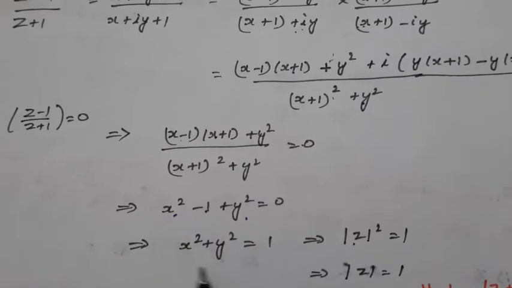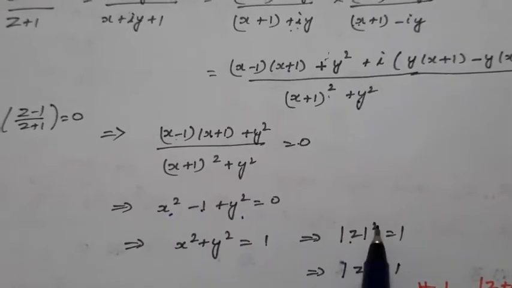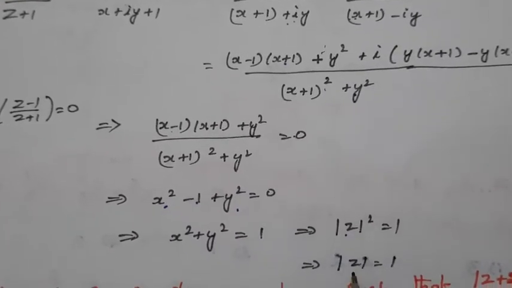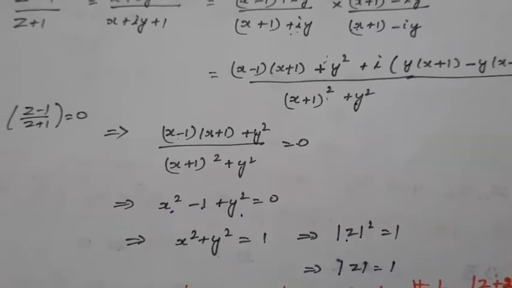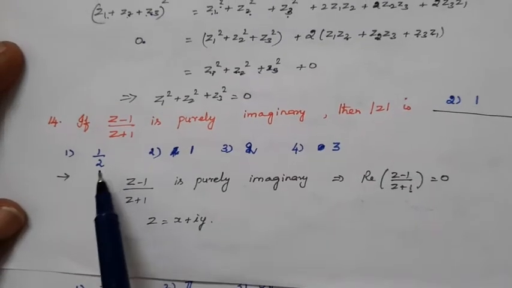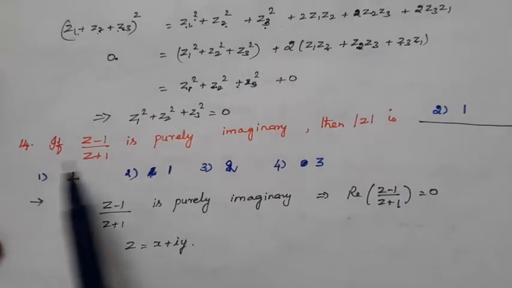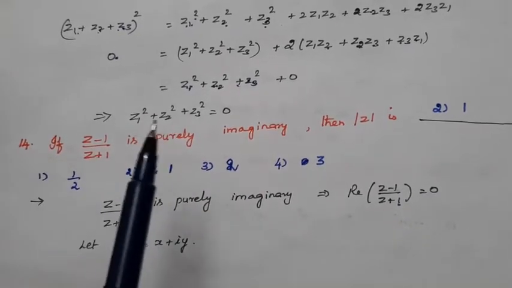This is the locus of z. This is nothing but modulus of z squared. So taking square root, we have modulus of z is equal to 1. So option 2 is the answer for this question number 14.